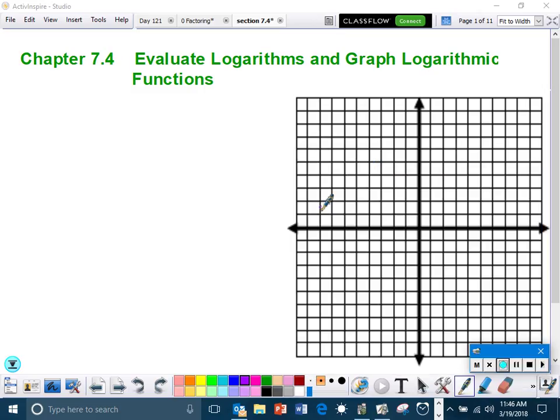All right, ladies and gentlemen, let us begin chapter 7.4, evaluate logarithms and graph logarithmic functions.